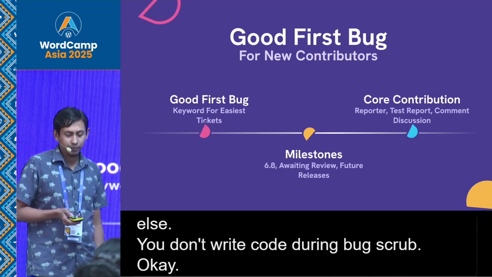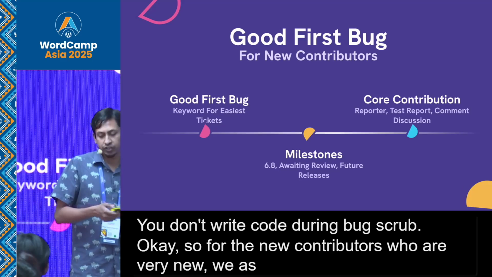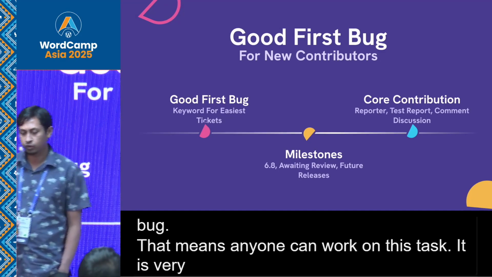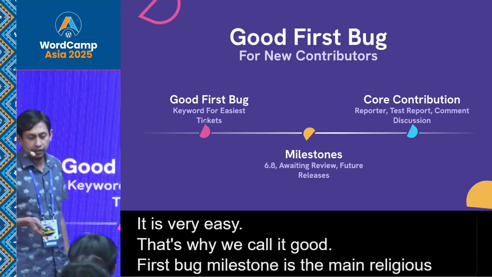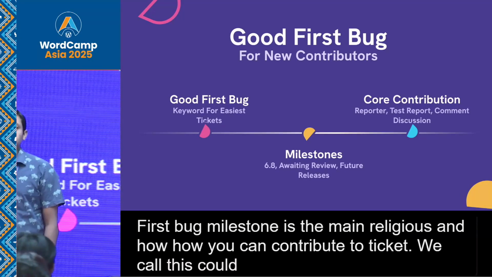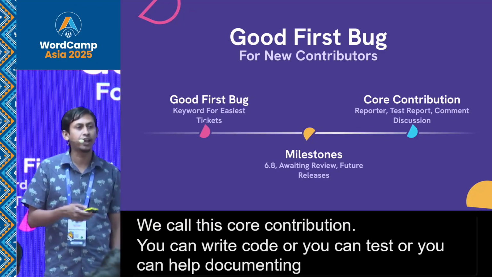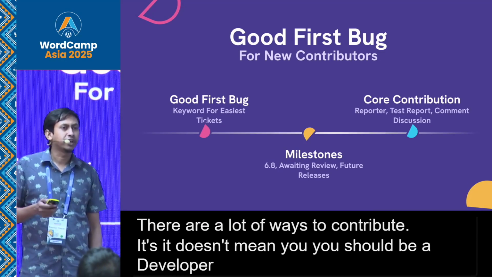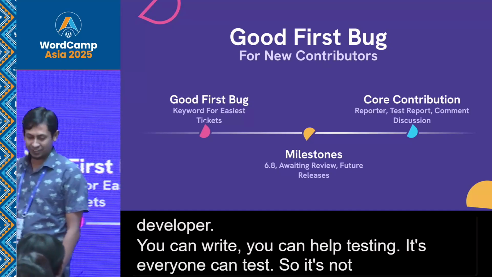Okay. For new contributors who are very new, we assign an easy task as a good first bug. That means anyone can work on this task. It is very easy. That's why we call it a good first bug. Milestone is the main major releases. And how you can contribute to a ticket, we call this core contribution. You can write code, or you can test, or you can help documenting those tickets. There are a lot of ways to contribute. It doesn't mean you should be a developer. You can write, you can help testing. Everyone can test, so it's not that difficult.